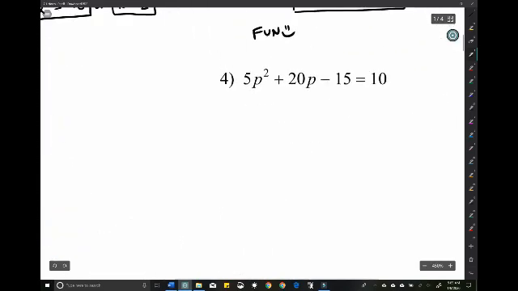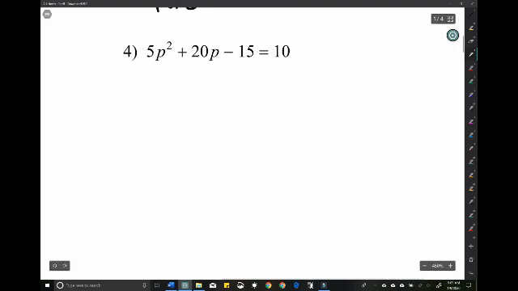Okay, moving on, example 4. So this time we have a little more to do as well. If you notice this 5 here, they all divide by 5, so you can certainly divide everything by 5 first. Okay, so p squared plus 4p minus 3 equals 2. From here, we're going to work on completing the square.